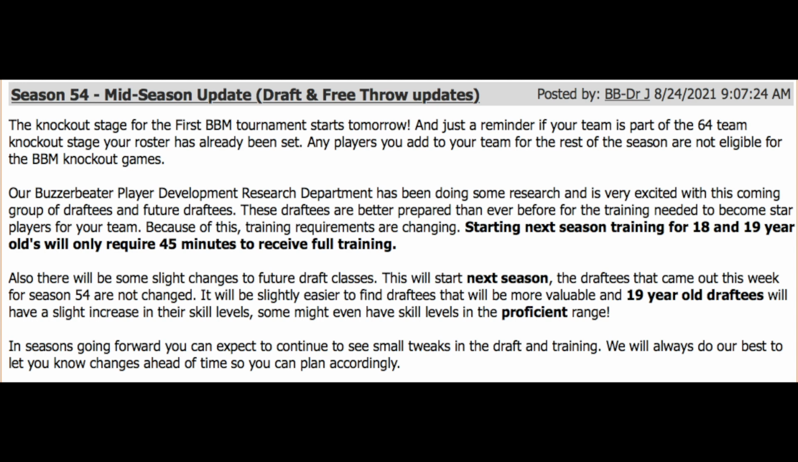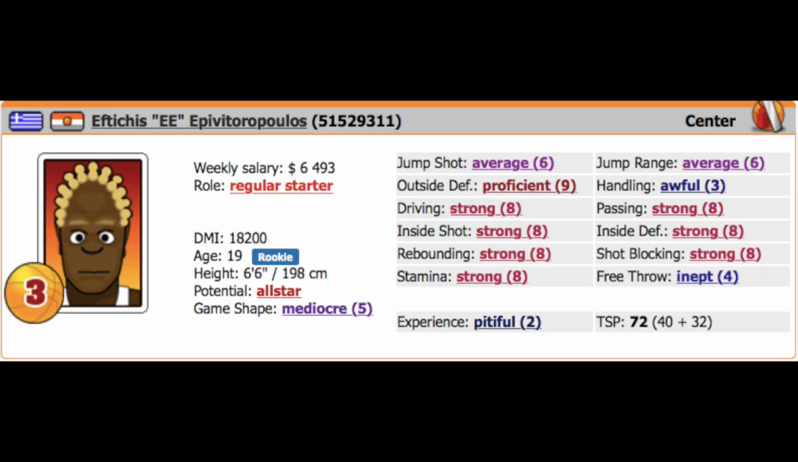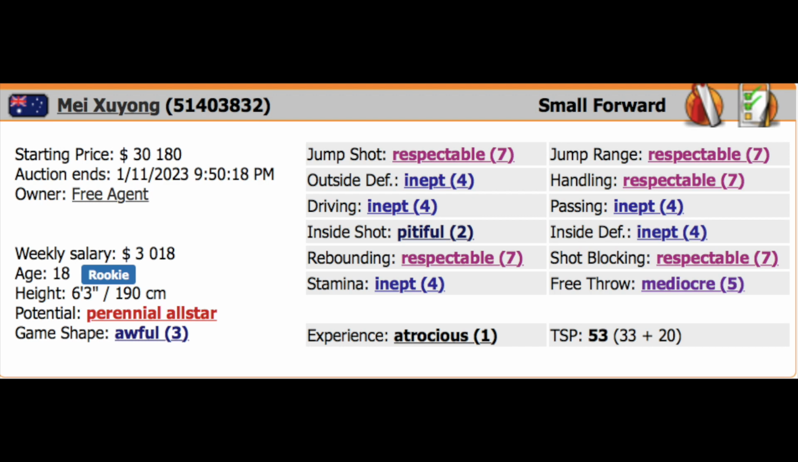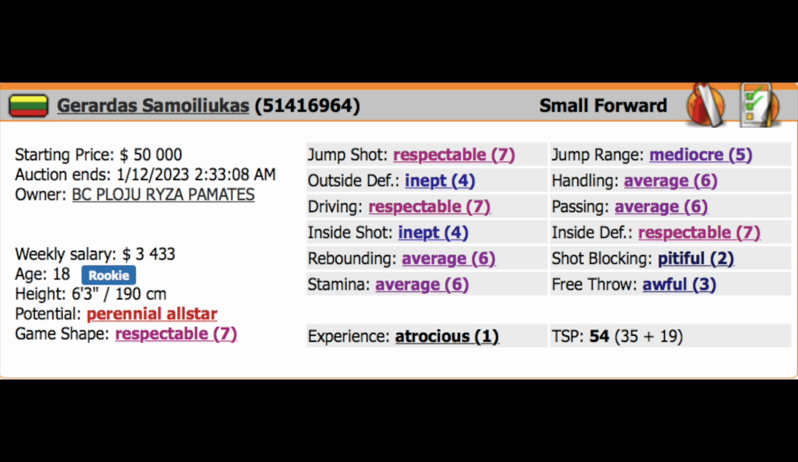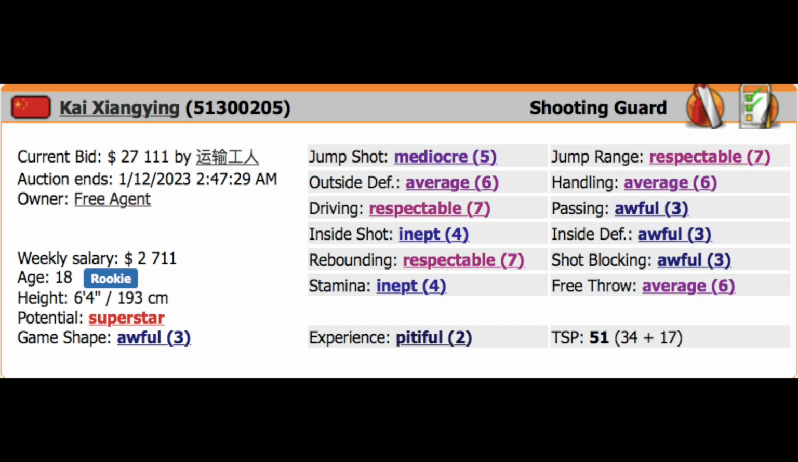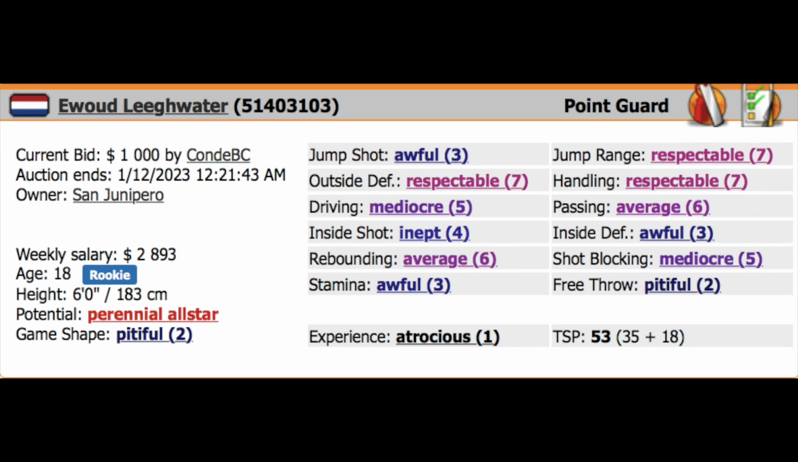So what this means is that the value of 19-year-old draftees have increased compared to in the past, and they can actually routinely spawn with 70 plus total skill points, putting them on a more even level with 18-year-old draftees, where if you think of it, a lot of 18-year-old draftees are between 50, 55 total skill points for decent prospects. And then if you find a 19-year-old with 70 total skill points, then that's a pretty good bargain, where you're assuming that your draftee is going to receive about 15 skill points, where if they were an 18-year-old.